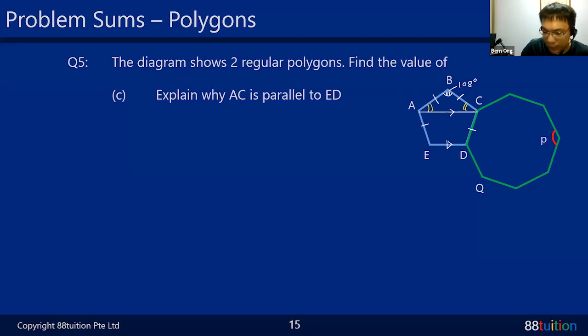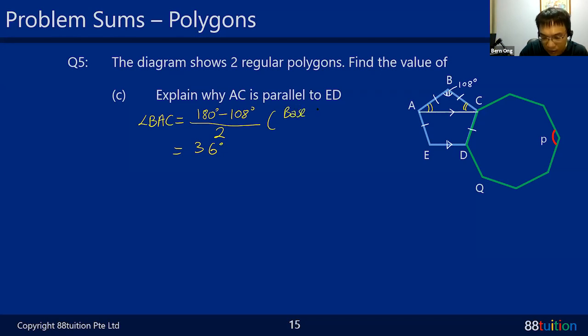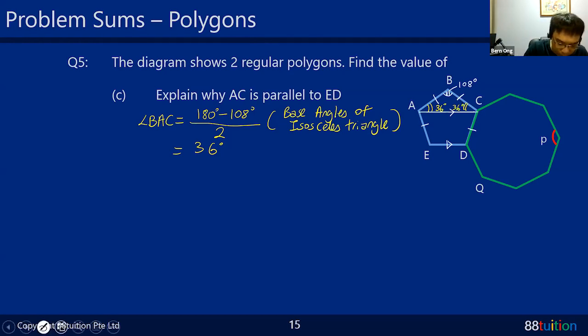So down here, let's go and find angle BAC first, which is equal to 180 minus 108, divided by 2. The answer down here is 36 degrees. This is called base angles of isosceles triangle. So that's 36 degrees. If this is 36, this is 36. Can I also try to find this angle shaded green here? Oh, easy.